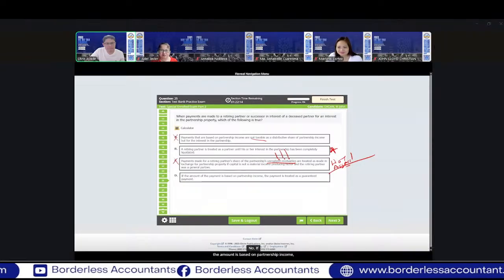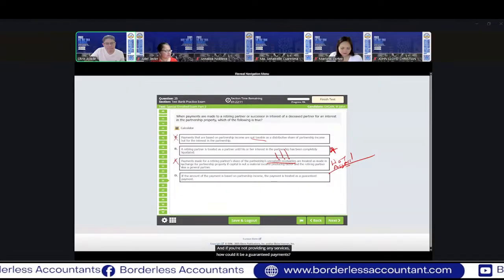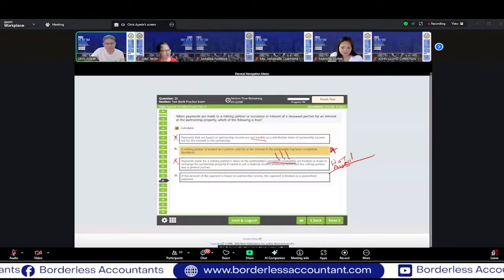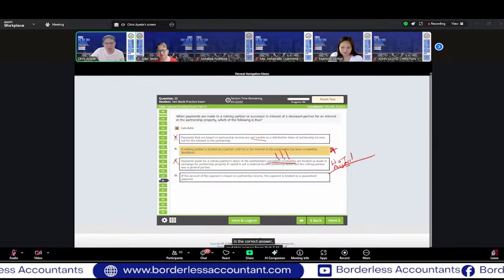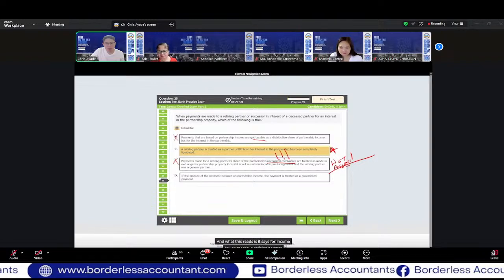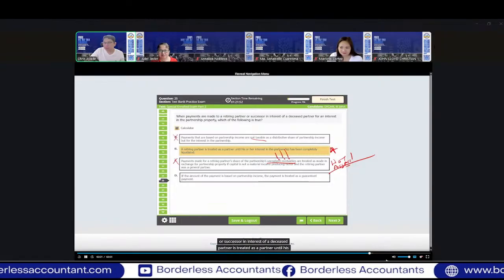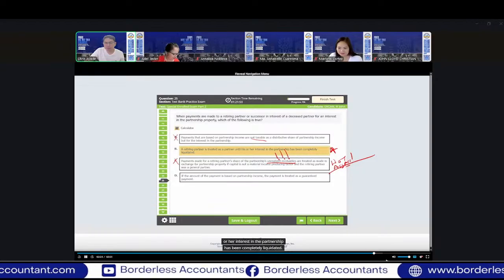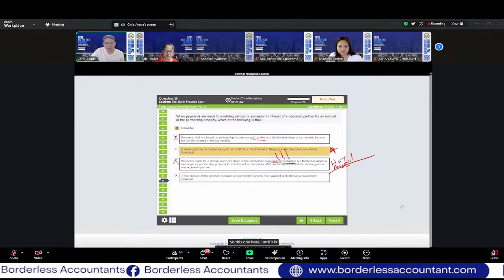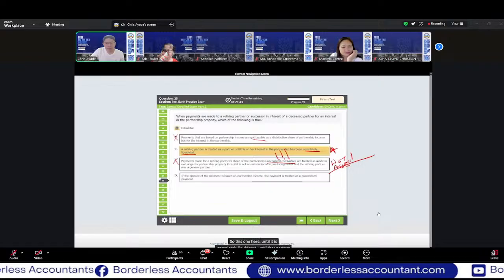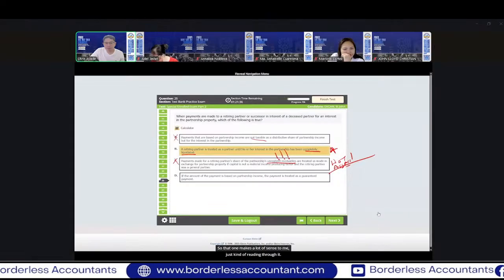No, if the amount is based on partnership income, that just sounds like you're a partner in a partnership. And if you're not providing any services, how could it be a guaranteed payment? So B is really the one that we're after here. And B is the correct answer. And this comes from Pub 541. What this reads is, for income tax purposes, a retiring partner or successor in interest of a deceased partner is treated as a partner until his or her interest in the partnership has been completely liquidated. So until that partner no longer has any interest whatsoever, they're still a partner. That one makes a lot of sense to me, just kind of reading through it.